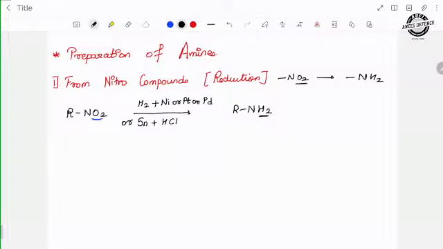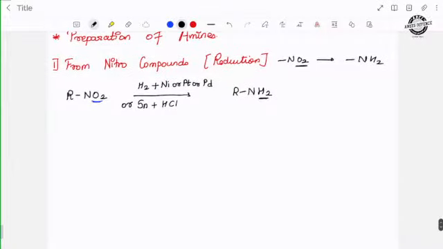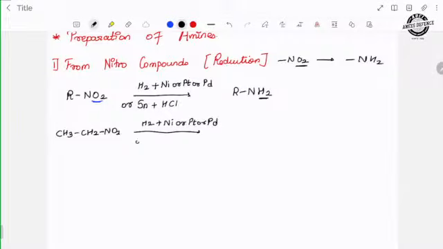So this is or. So I am getting a primary amine. For example, if I am taking nitroethane, CH3CH2NO2, the reagents are same. Tin in HCl, H2 plus Ni or platinum or palladium, or Sn/HCl. What if I don't have tin because it is quite costly? So we'll go back to cheap. Fe plus HCl is also fine. Again, you have to reduce this NO2 into NH2. So this becomes CH3CH2NH2.